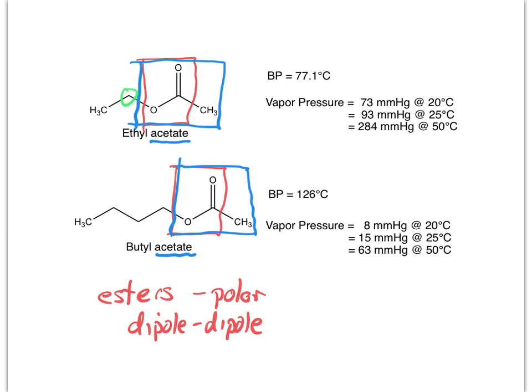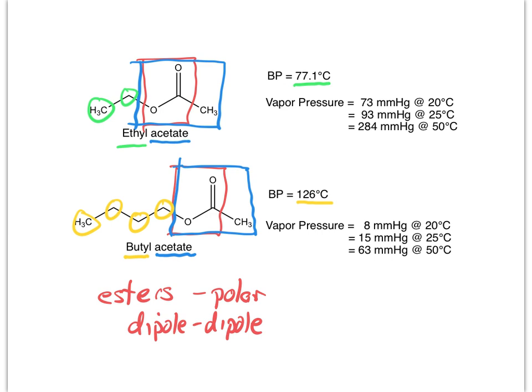Modifying that is 2 carbons in ethyl acetate. So that's the ethyl part. Modifying that is 1, 2, 3, 4 carbons in a chain. That is the butyl group. Ethyl acetate has a boiling point of 77 degrees. Butyl acetate has a boiling point of 126, right? Meaning we have to increase the temperature to get the butyl acetate to boil.